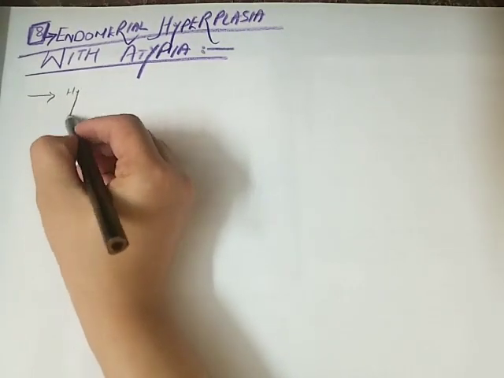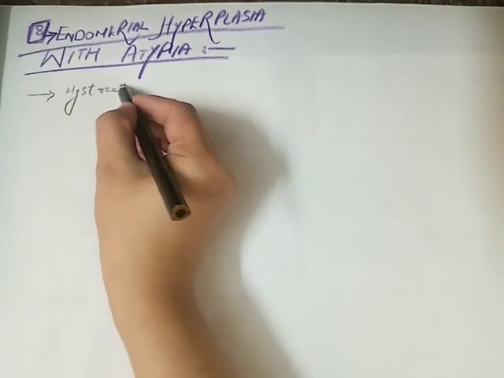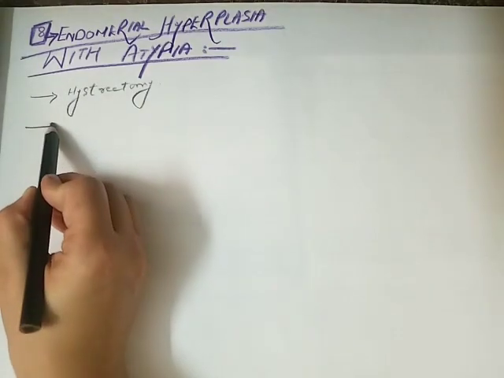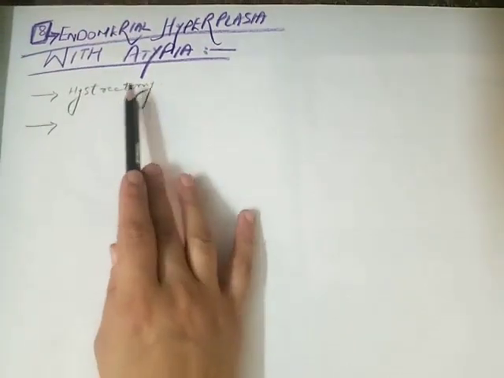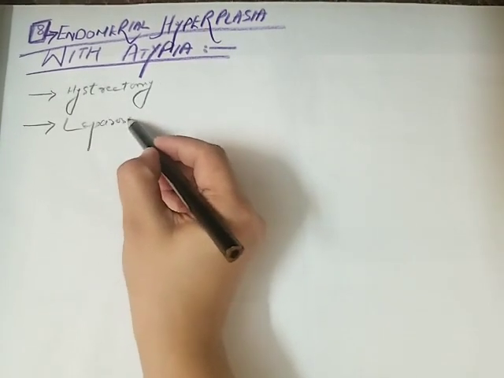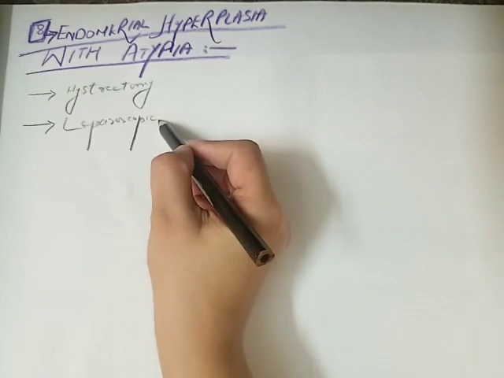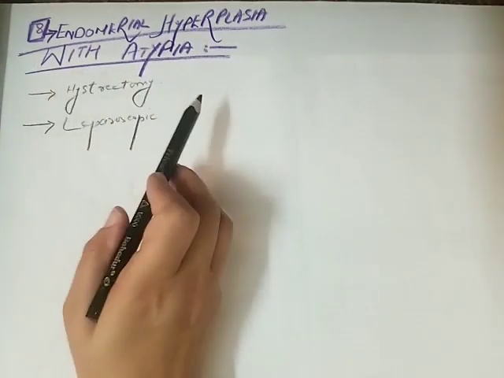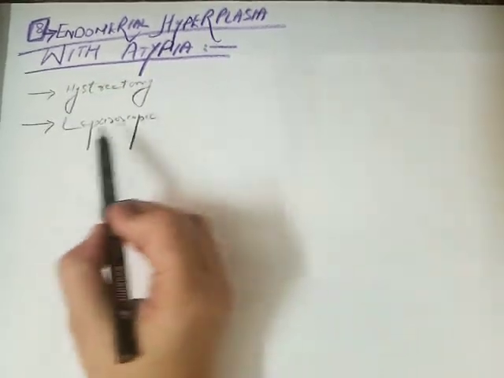Now come to the management of endometrial hyperplasia with atypia. In them we have to go for hysterectomy. Hysterectomy is the treatment of choice in them, because atypia shows malignancy. They should undergo total hysterectomy because of the risk of underlying malignancy or progression to cancer. And what type of hysterectomy? The laparoscopic approach is preferred to an abdominal approach, as it is associated with a shorter hospital stay, less post-operative pain and quicker recovery.